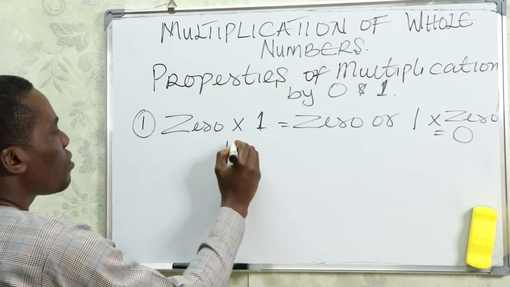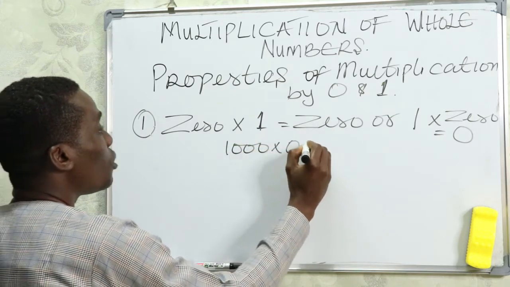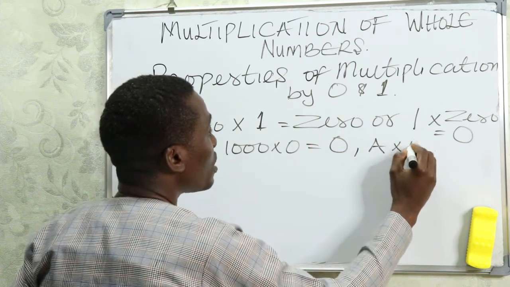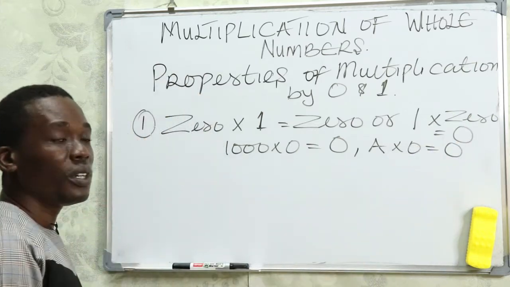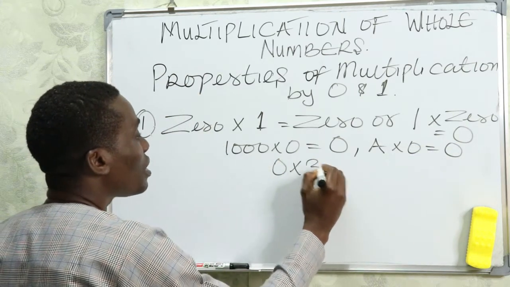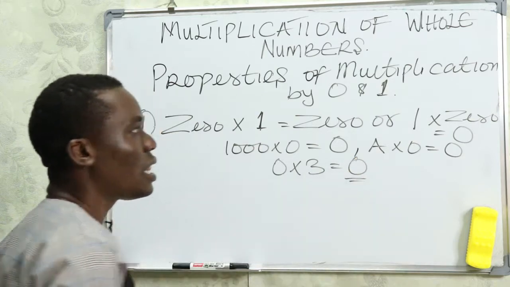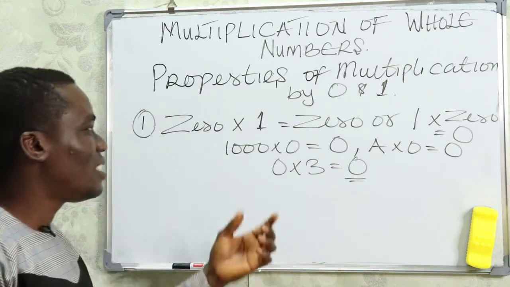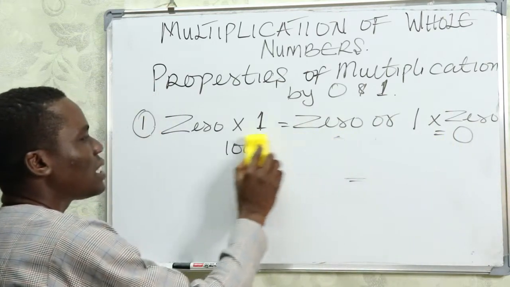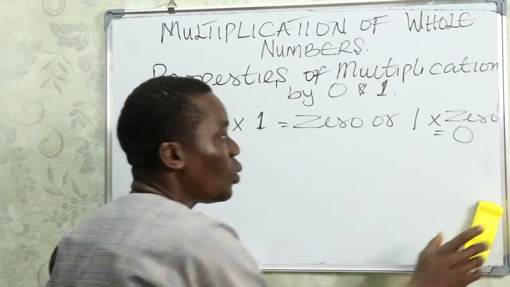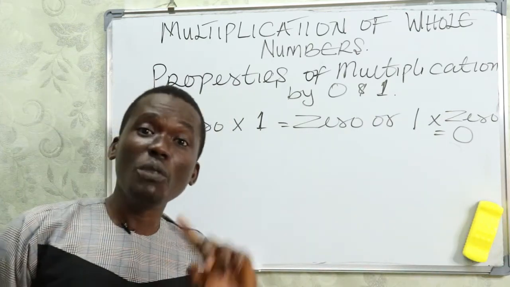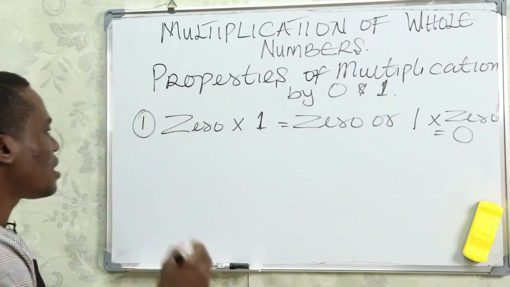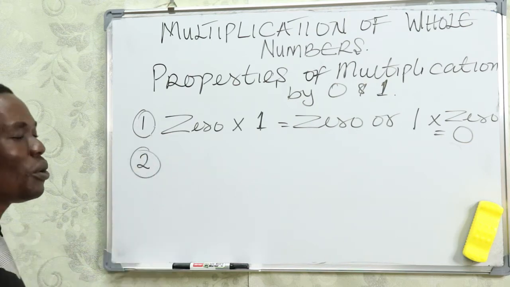So even if you have 1000 times 0 is equal to what? 0. Even if you have a times 0 is equal to what? 0. Even if you have 0 times 3 is equal to what? 0. That is one of the properties of multiplication. You need to know this. So that property says anything multiplied by 0 is equal to what? 0. Or if 0 multiplies anything, it's equal to what? 0.